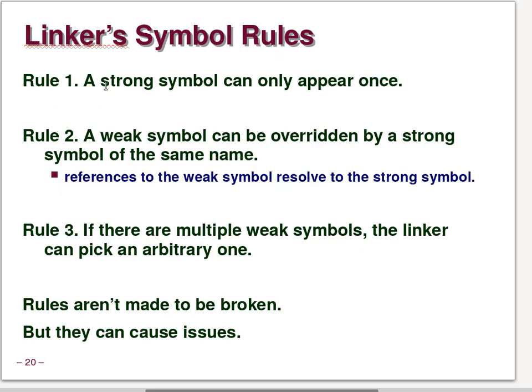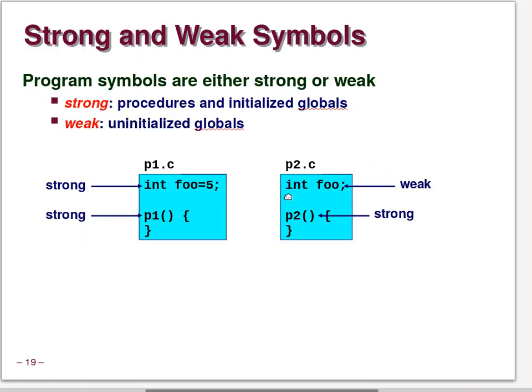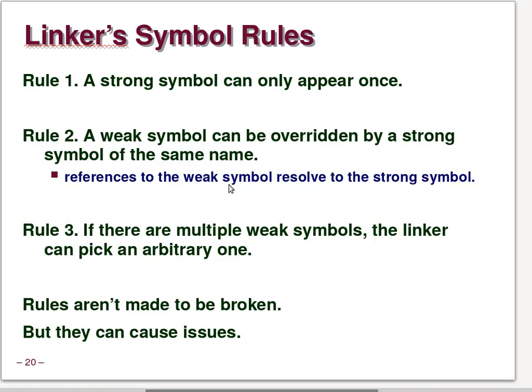So some rules. A strong symbol can appear only once. This should make some sense because you have two files. If both files had p1 defined in them, that would be an error because which p1 are you referring to? On the other hand, if int foo is defined here and then you're just saying that foo is going to be used over here, then that's okay because you only have one foo.